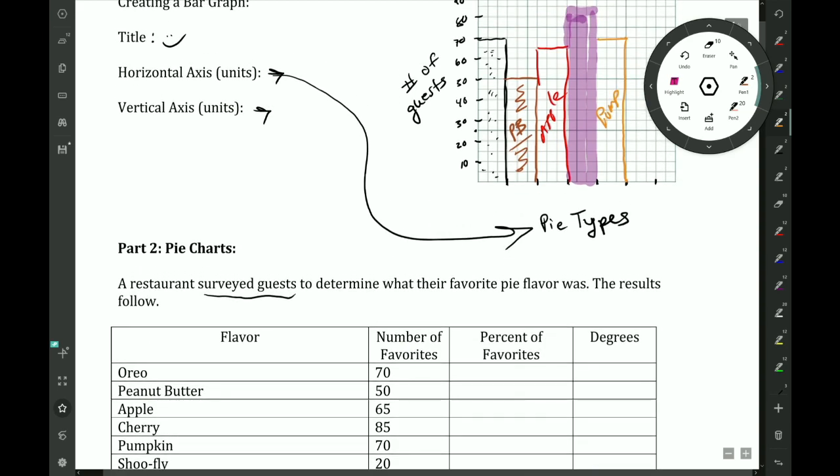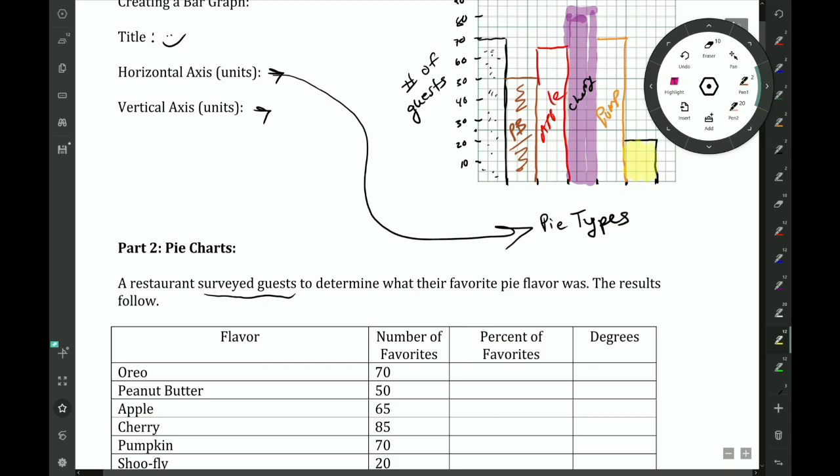And shoofly is 20. It does help me, at least, if you label each of the sections, but you don't have to. Again, it just kind of makes it nice. So, a basic bar graph.